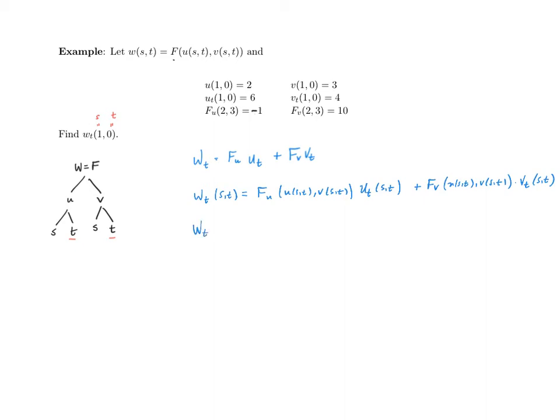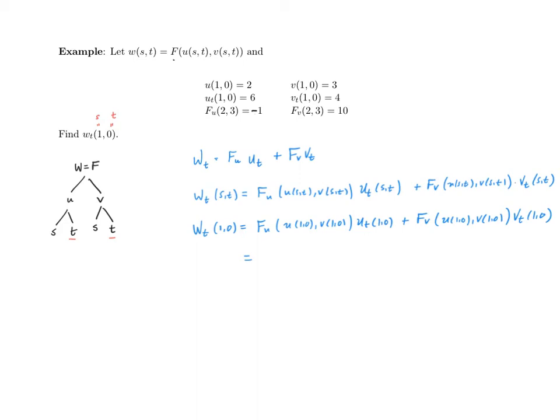Taking it one step further, we would like to know what happens when s is 1 and t is 0. So replacing each and every s and t, we have u of 1, 0, v of 1, 0, u sub t of 1, 0, plus a similar term here with f sub v. And this is where that table of above values comes into play.